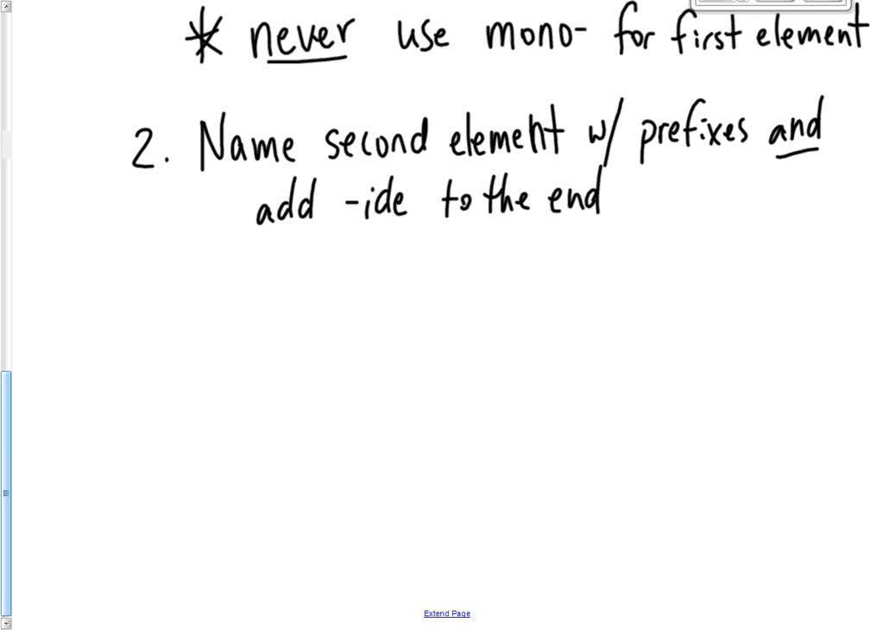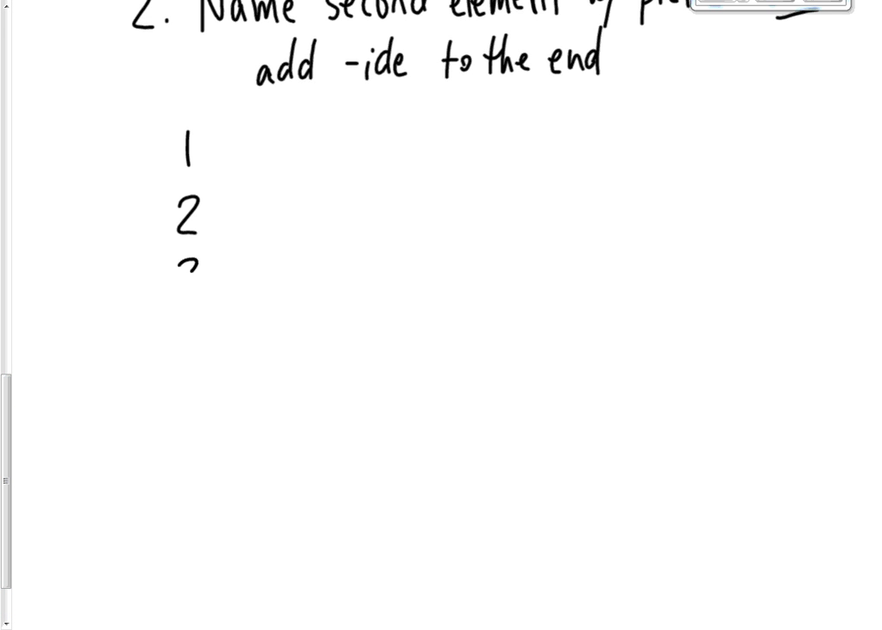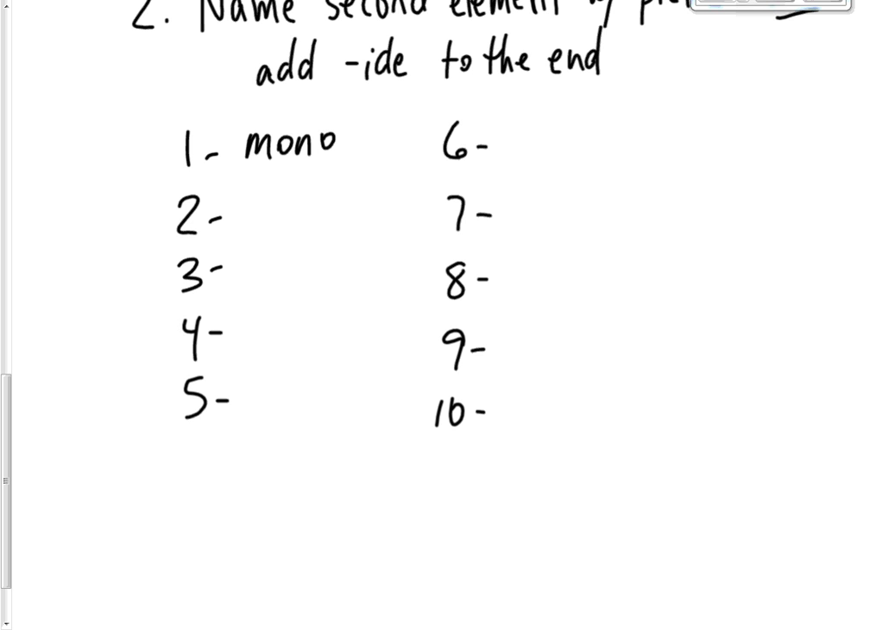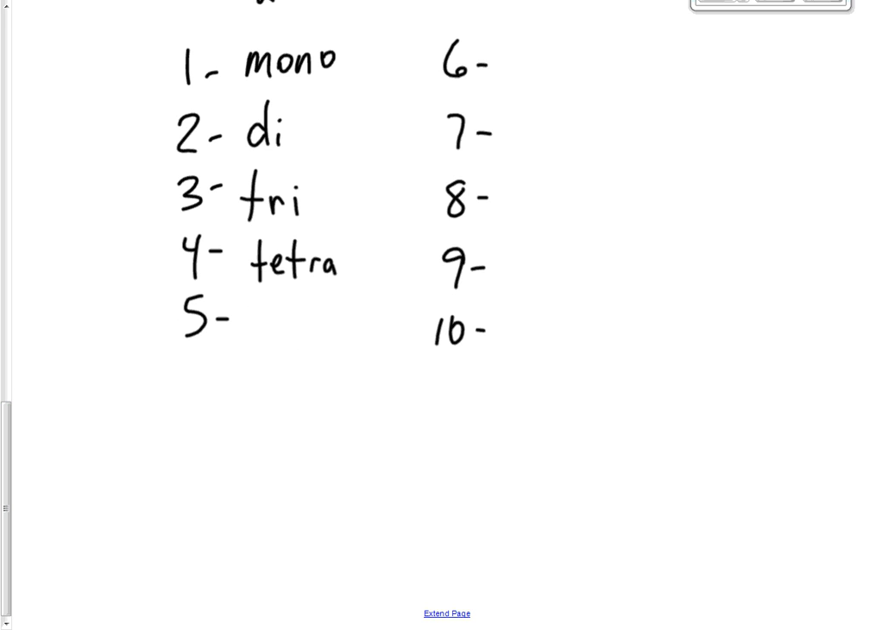So what are our prefixes? We've got 10 that you need to know. So the first one is mono. Number 2 is di. 3 is tri. 4 is tetra. So like Tetris, if you've ever wondered why Tetris is called that, because you get 4 in a row, and that's Tetris. But anyway, 5 is penta.